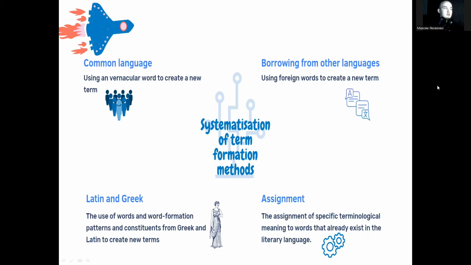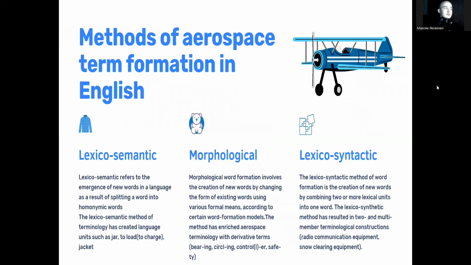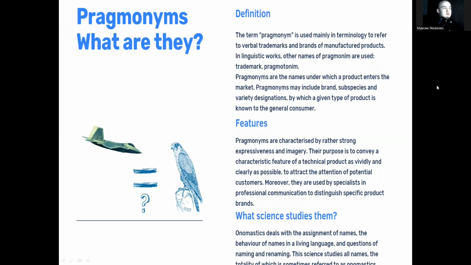The analysis of English aerospace terminology indicates that it was mainly created on the basis of the French language, loanwords, and sources of our own language. The main methods of forming aerospace terms in English are lexico-semantic, morphological, and lexico-syntactic. The term pragmonym is used mainly in terminology to refer to verbal trademarks and brands of manufactured products. Pragmonyms are the names under which a product enters the market. Pragmonyms may include brands, subspecies, and variety designations, by which a given type of product is known to the general public.